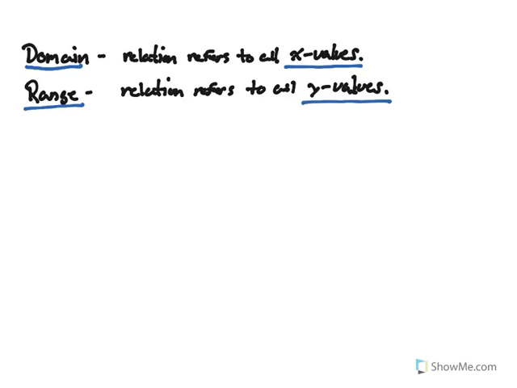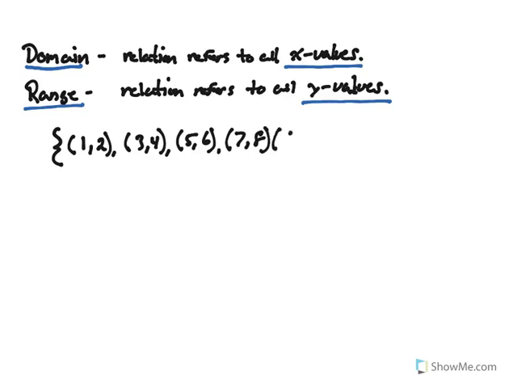So an example. Let's say you had a set of coordinates, and I'll give you real numbers this time. We've got 1 and 2, 3 and 4, 5 and 6, 7 and 8, and 9 and 10. Inside this set we have 5 coordinates.